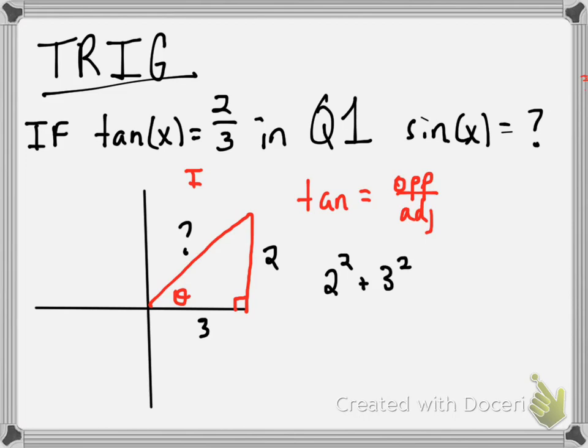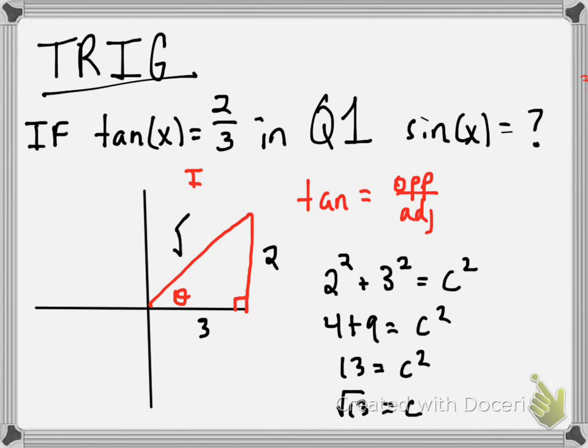So the Pythagorean theorem tells us 2 squared plus 3 squared is going to equal c squared. So 4 plus 9 equals c squared. 4 plus 9 is 13. Remember to take your square root. So our hypotenuse is the square root of 13. If you can simplify it, you need to. If you can't, don't.